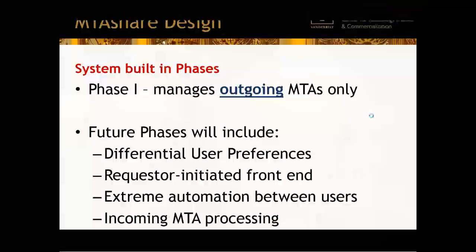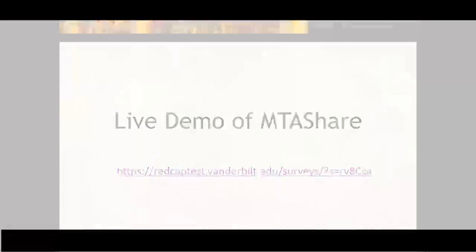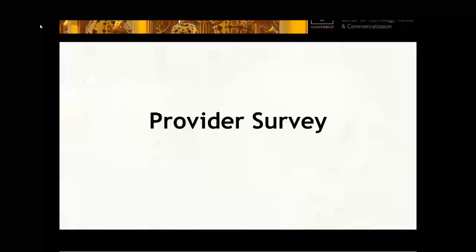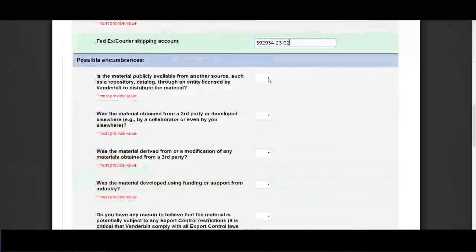We'll run to a live demonstration of the system and walk through that as quickly as we can to give you a sense of it. It's an easy 20-question survey. The survey is broken up into pieces. It starts with the provider institution. Let's do a quick example. Vanderbilt University, provider scientist. After identifying the parties and information about the parties, we ask several things.